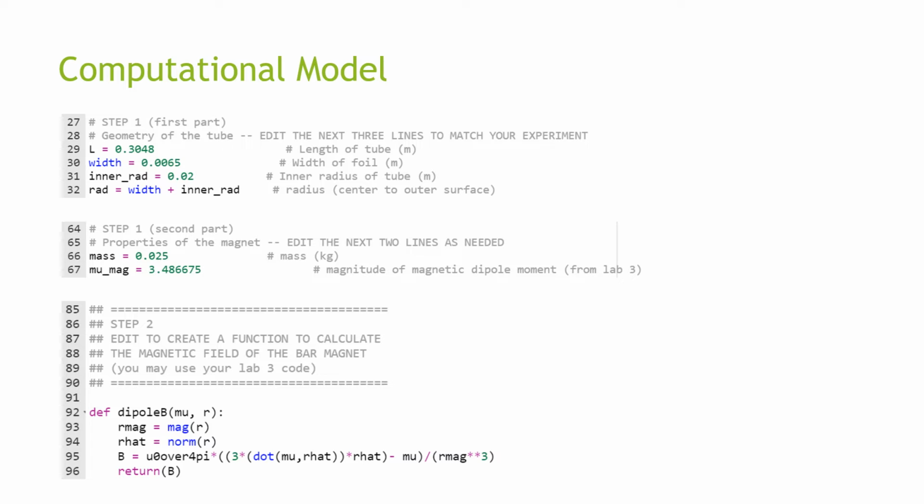Next is the computational model for the magnet to travel through the aluminum foil tube. In this first part, you can see some of the different experimental constants we used within the computational model, along with a function to calculate the magnetic field of the bar magnet using Biot-Savart's law.